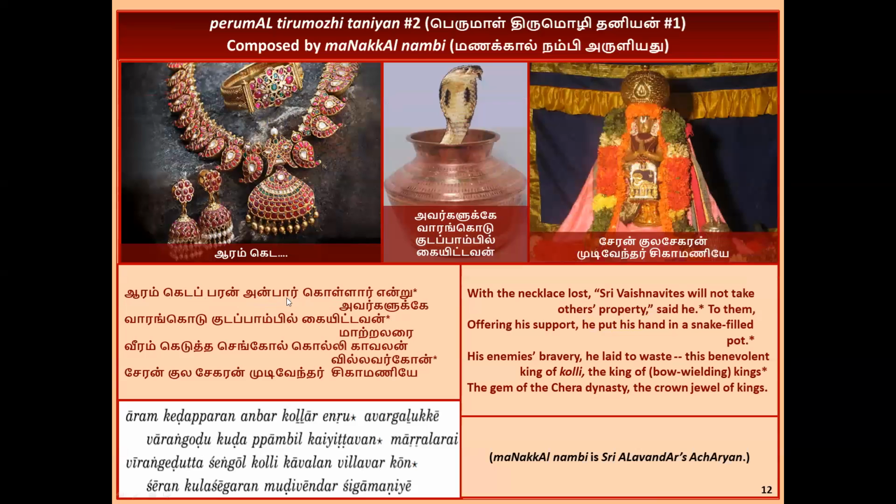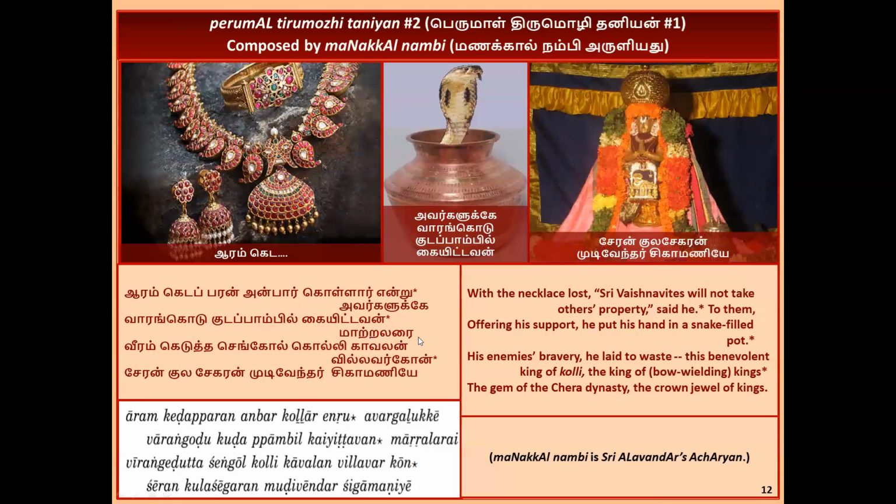So Paran Anbar Kollar. So the bhaktas of Emperuman, he said, there's no way that the Emperuman's bhaktas would have taken it. He gave them his support, without partiality, to them alone. Kudapambil, the kuda means pot, pambu means snake. So the snake-filled pot, in that Kaiyittavan, he put his hand in there. And so that's the end of the description of that story.